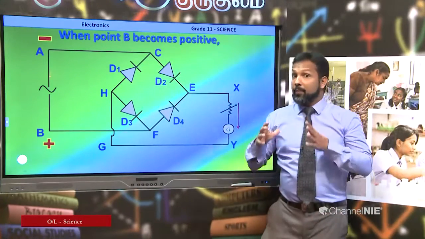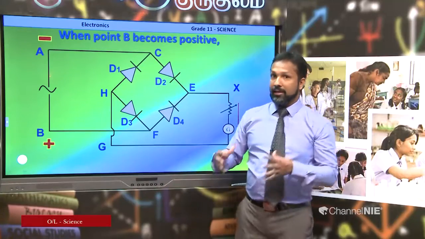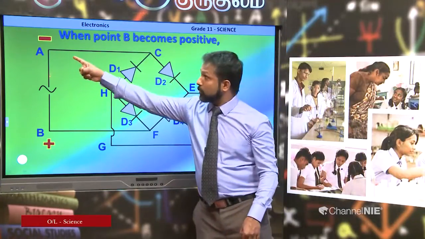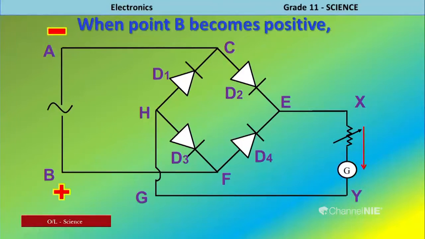Earlier we studied that when A becomes positive, B becomes negative. In this case, we focus on A becoming negative, B becoming positive. Here let's learn how current passes. B to F, blue arrows represent, F to D4 because this is reverse bias, this is forward bias diode, E to X, X to Y. Now you can see the red color arrow represents the direction of flow of current in the previous instance, X to Y. The blue color represents the direction of current in this instance, it is also from X to Y. Here Y to G, G to H.